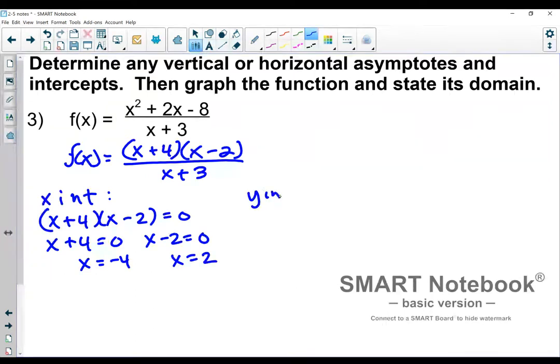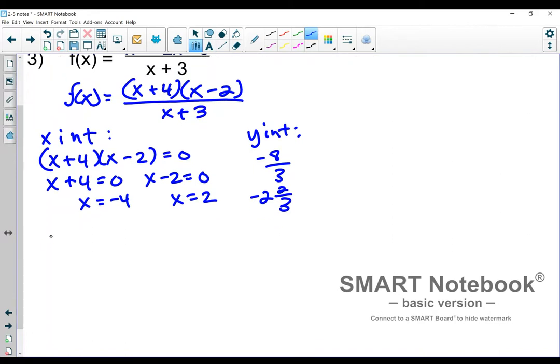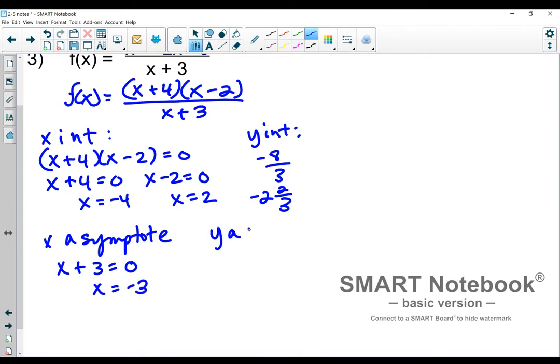My y-intercept comes from letting all the x's be 0. So I'm going to go back to the beginning and have 0 plus 2 times 0 minus 8 over 0 minus 3. So it's just -8/3, which is -2 and 2/3. It's going to help for me to have that as a mixed number, so I know exactly where to graph it. Let's see, I have x asymptotes, I guess just one here from the denominator. So x plus 3 equals 0, x equals -3, and then I need to worry about my y asymptote.